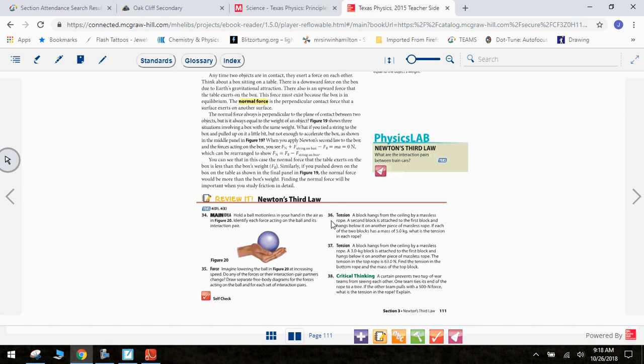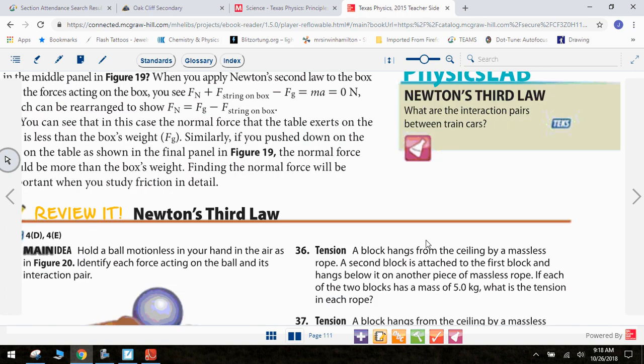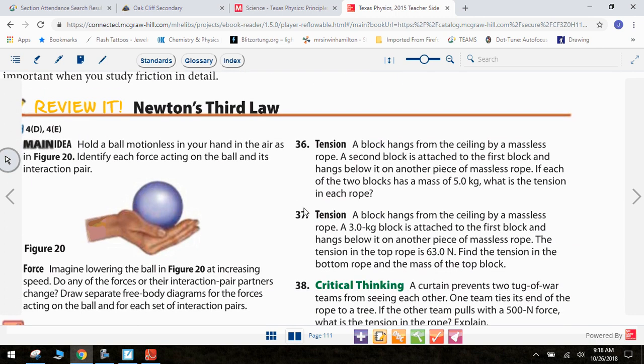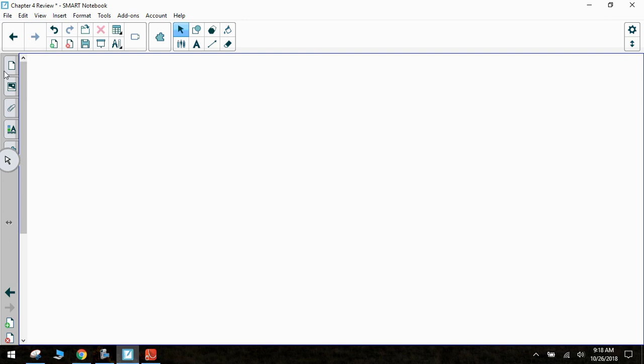All right, so number 36 and number 37 are both really good problems. 36 was a homework problem, right? So let's do that one first, and then maybe let's look at 37. Okay?